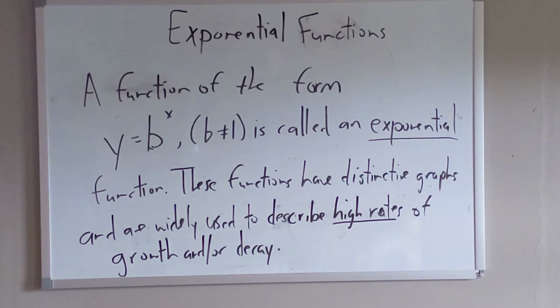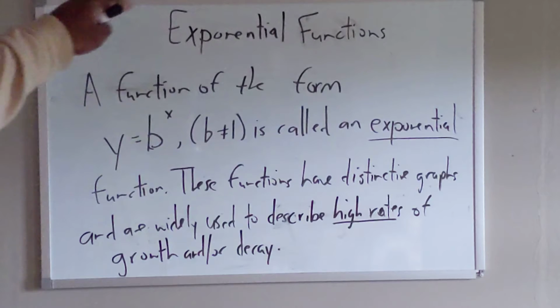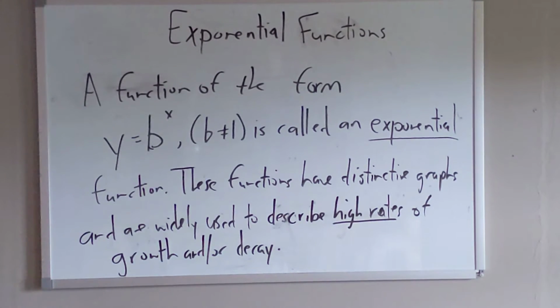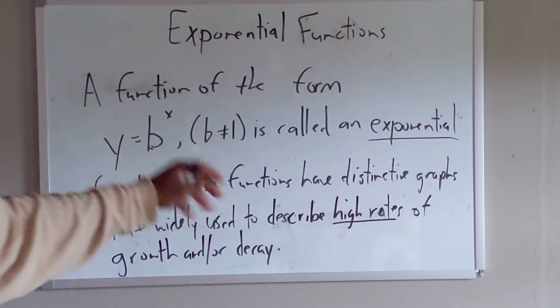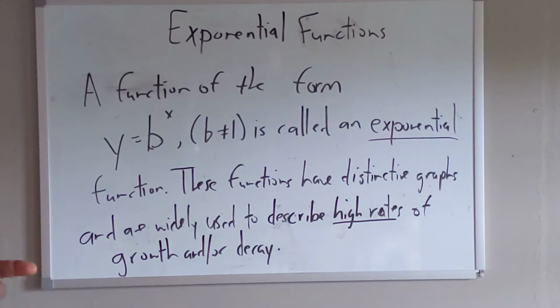When something is growing very rapidly, we say that it is growing exponentially. When something is declining very rapidly, we say it is decaying exponentially. All right. So that's what these functions are mostly associated with. I'm going to leave that y equals b to the x, where b cannot be equal to 1. It's called an exponential function.